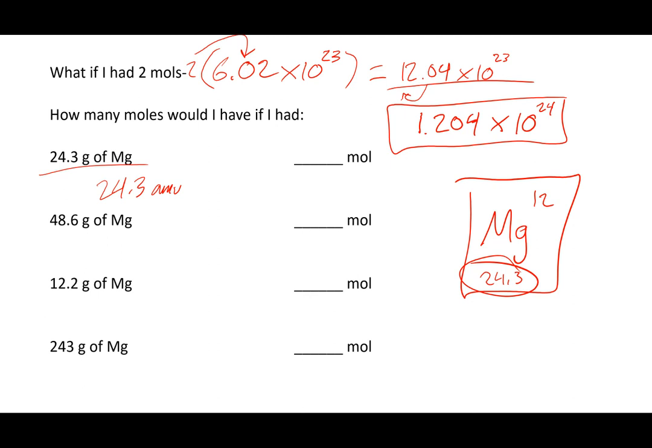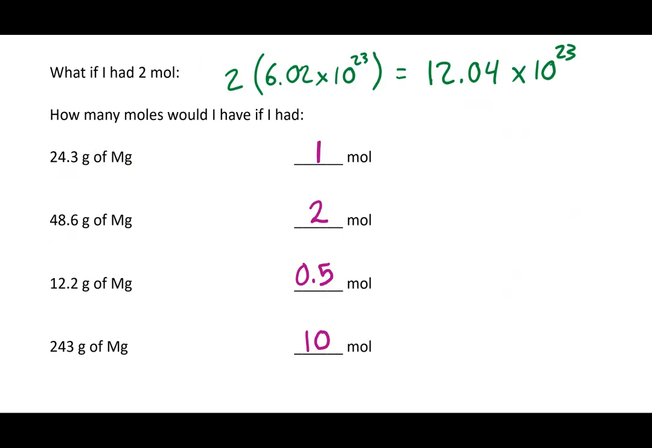If you have 1 mole of magnesium, you would have 24.3 grams. So this unit just converts into grams when you're talking about moles. So this would be 1. All right, if you were to double this number, you would have 2 moles. If you were to halve this number, you would have 0.5. And if you were to multiply it by 10, of course, you would have 10 moles. Easy enough.